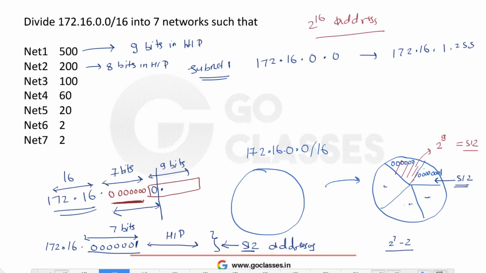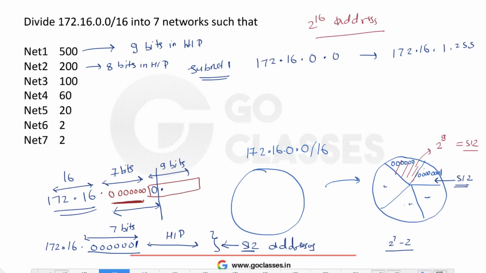For network 1, the network ID is 172.16. all zeros, right? All zeros. And then there are 7 bits that are fixed. So the mask length, also called the prefix length, will be 16 plus 7. So this is fixed, which means it is 23. Now it is 172.16.0.0/23. This is your first network, or first subnetwork.